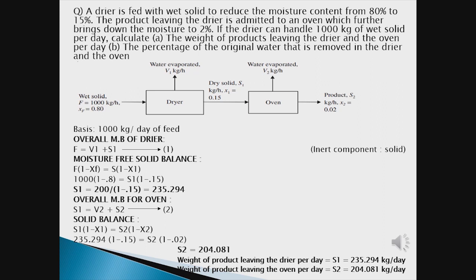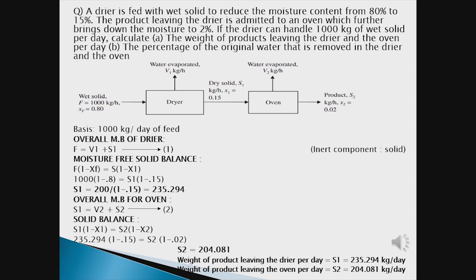So we can see what all is given in the question. The dryer is fed with wet solid to reduce the moisture content from 80% to 50%. So the moisture content in a material has been reduced from 80% to 50%. That is the product, that is, the material has to be dried.